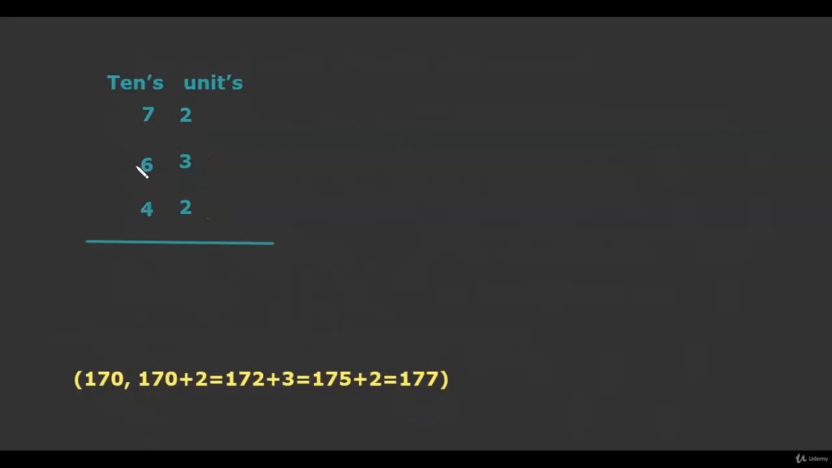Let's do it again. 6 plus 4 is 10. 10 plus 7 is 17. So 170 plus 2, 172 plus 3, 175 plus 2, 177. So using cumulative addition we can add very fast.